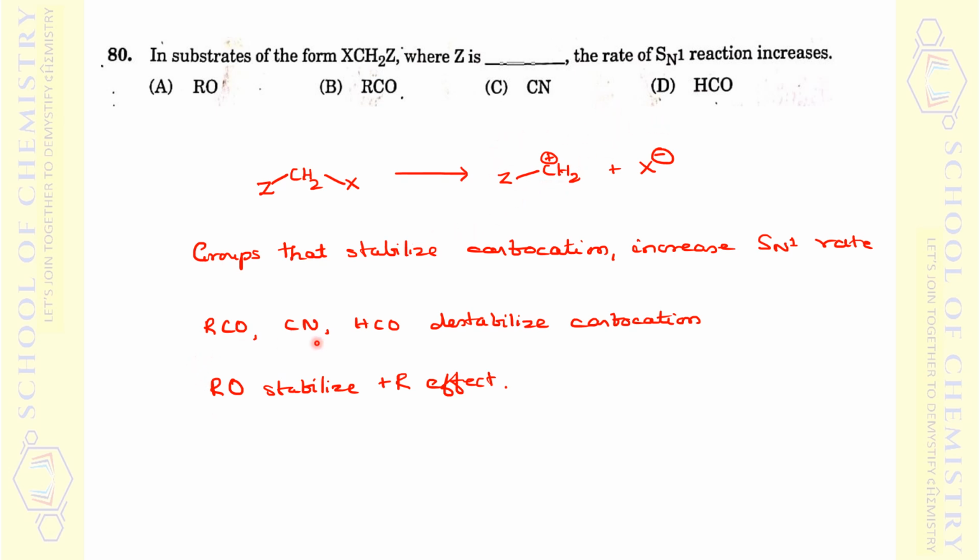Therefore RCO, CN and HCO will destabilize the carbocation and will not help the SN1 mechanism, whereas RO stabilizes the carbocation by the plus R effect. Oxygen lone pairs can be donated, and this carbocation can be stabilized with double bond formation here, and an oxonium ion will be formed with a plus charge over this oxygen atom. So that's how option A, the RO group, will accelerate the SN1 mechanism in this particular molecule.